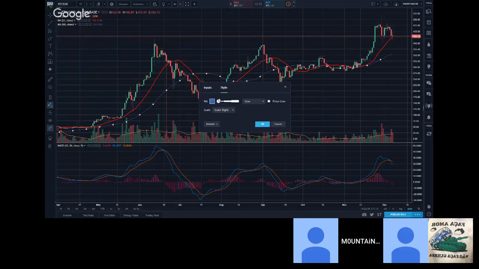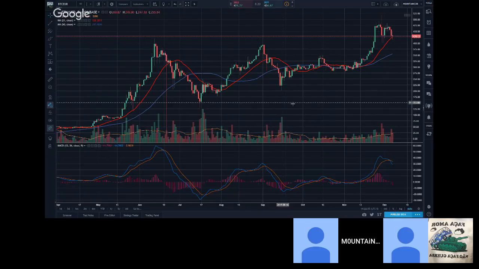And I might change the style. Blue's pretty good. I'll leave the color, but I might make it just a little bit thicker so we can see it. So now we have two moving averages. All they are doing is taking the last number of periods and averaging them. Okay, it's not very difficult math. It's going to smooth out your price action over time.